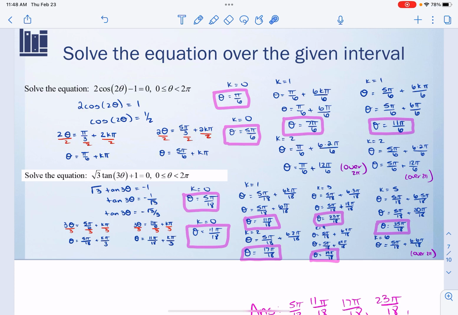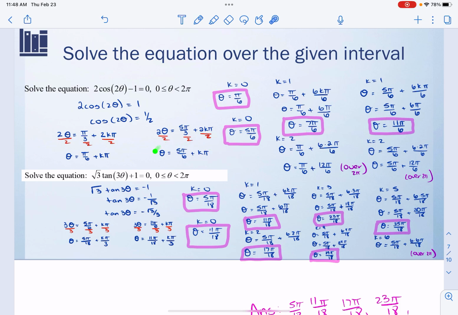Well, if I plug in 2, I get 12 pi over 6. And if I add a pi, that's going to give us 13 pi over 6. That is already bigger than 2 pi, because remember, 12 divided by 6 is 2 already. And if I add something else, it's going to go over 2 pi. So that's where I stop. So far we have 1, 2, 3 solutions.